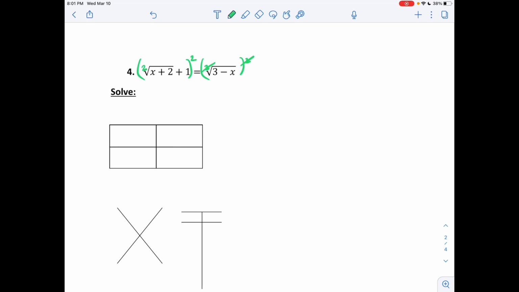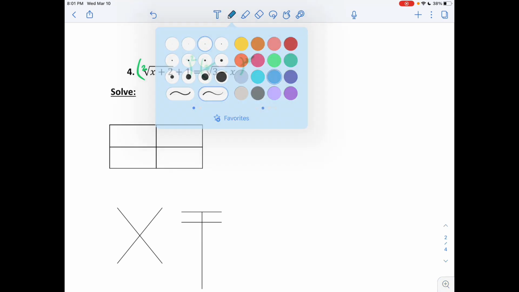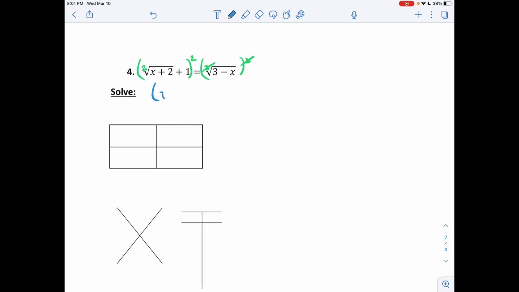So let's go ahead and expand this. Remember that when you have something squared, you have to take the thing that is in parentheses and multiply it by the same thing. So let's go ahead and write that out. We are going to have the square root of x plus 2 plus 1 times the square root of x plus 2 and another plus 1 on the outside. Again, that's going to equal 3 minus x. I was able to eliminate the square and the square root on that side.